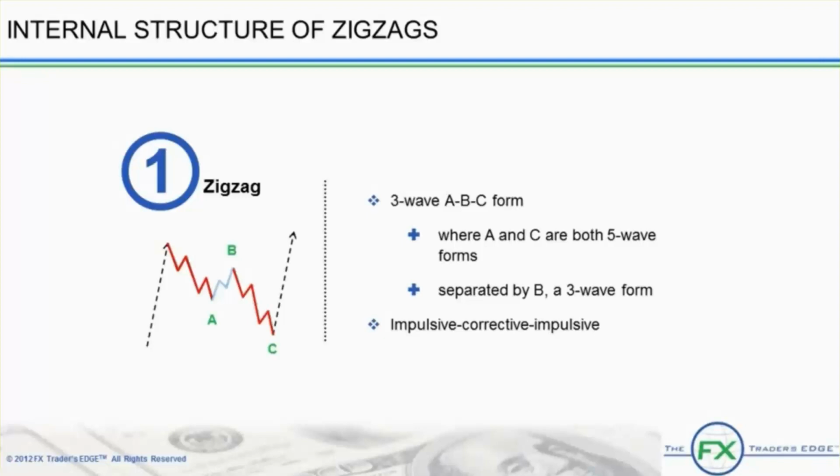Wave A trades against the trend, wave B trades with the trend, and C trades against the trend. The zigzag typically occurs in the wave 2 position as the market is still unaware that the trend has changed, and the correction is sharp, correcting most of the wave 1 move.